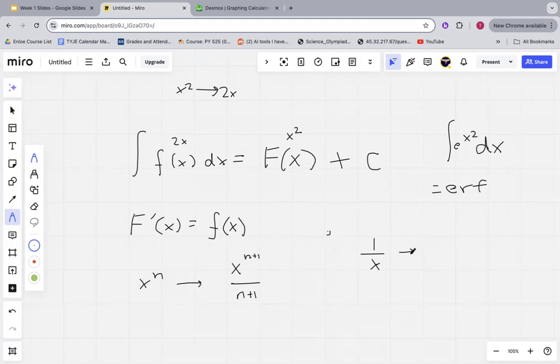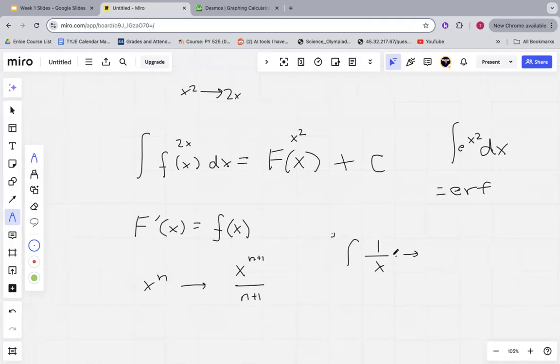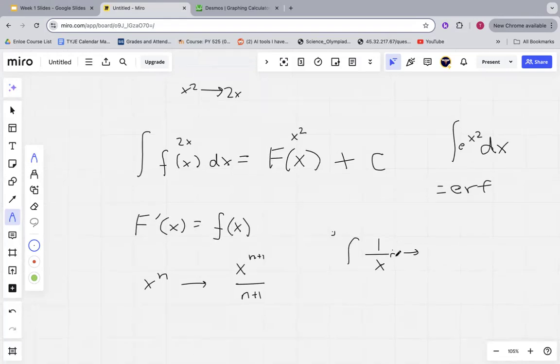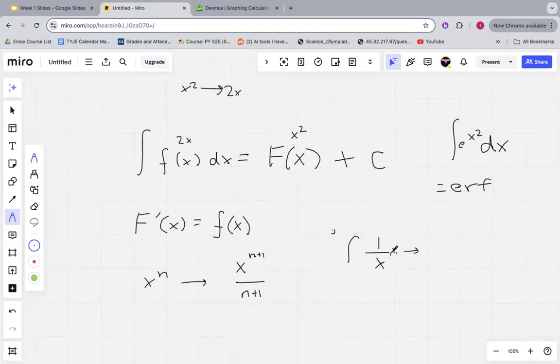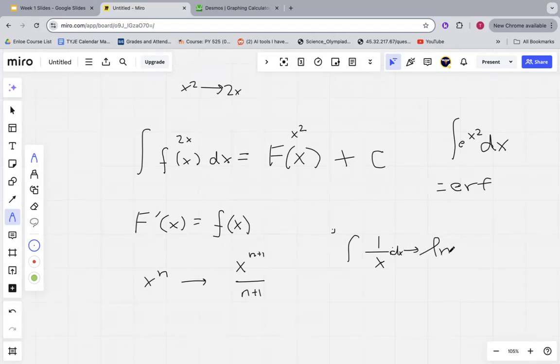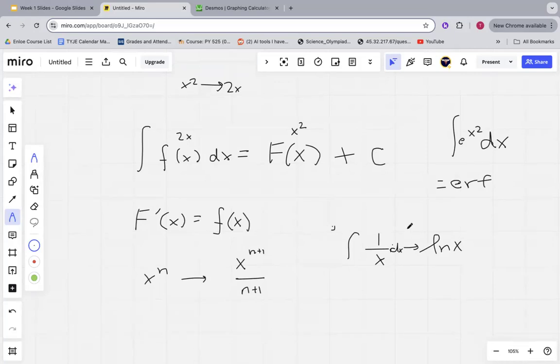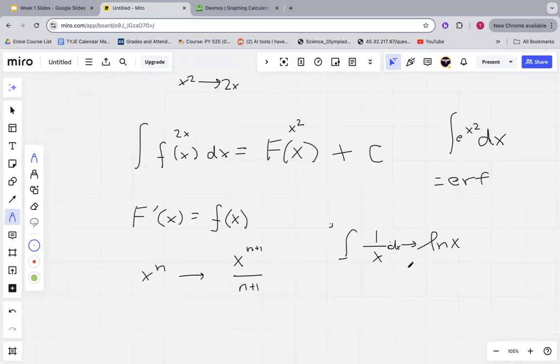So if you take the integral of this, dx, that gives us ln of x. So this is the one time you can't use the power rule. You have to use this.